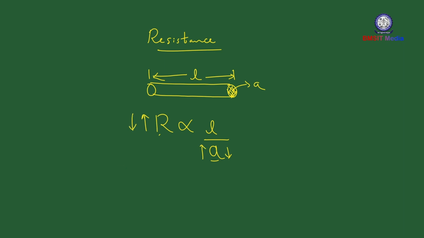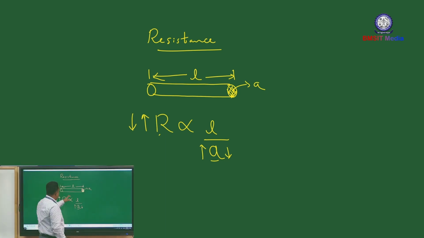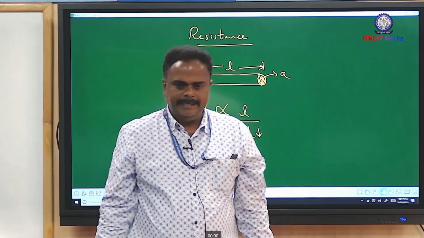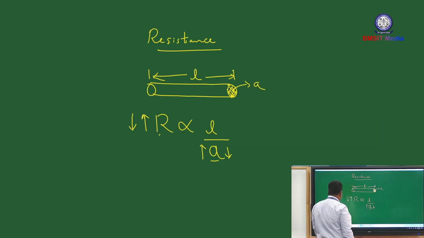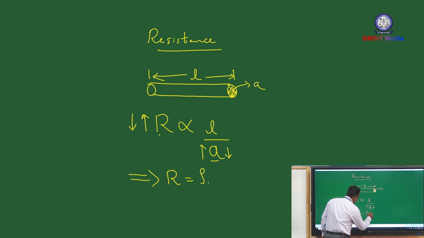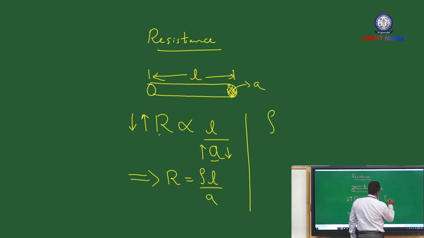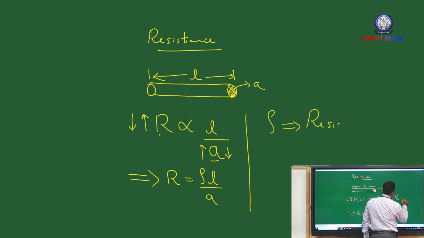Clear? So resistance of this conductor is directly proportional to the length of the conductor and inversely proportional to the area of cross section. This implies R is equal to rho L by A, where rho is a constant known as resistivity or specific resistance.